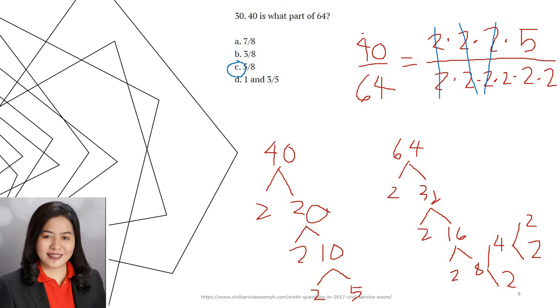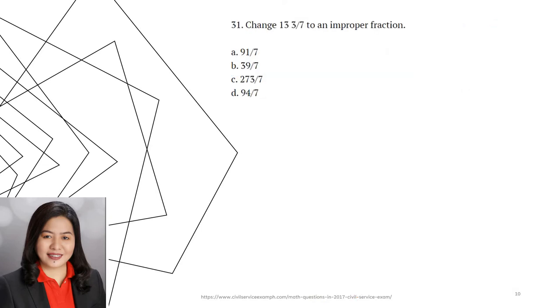Okay, moving on to the next number. Change 13 and 3 over 7 to improper fraction. A shorter way to do this is we just simply multiply 7 and 13 and add it to 3. That's a shortcut. But if you want to know how to go about it and to understand better, I can help you out in a separate discussion.